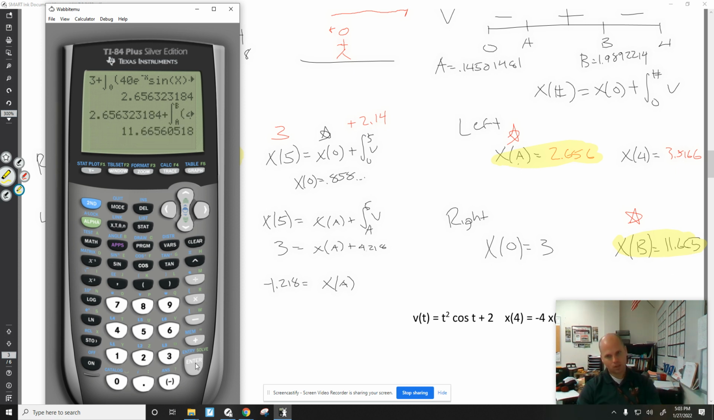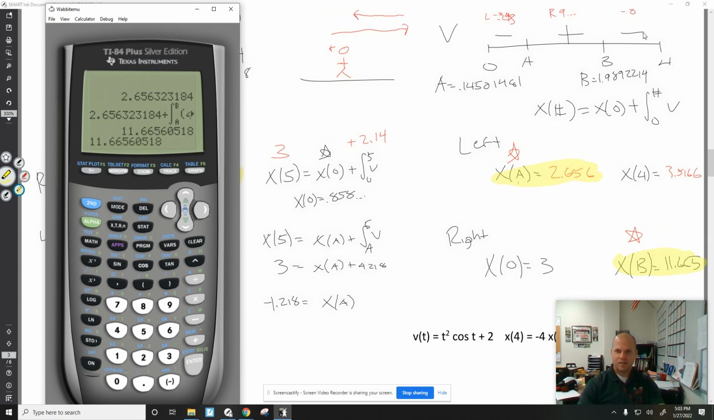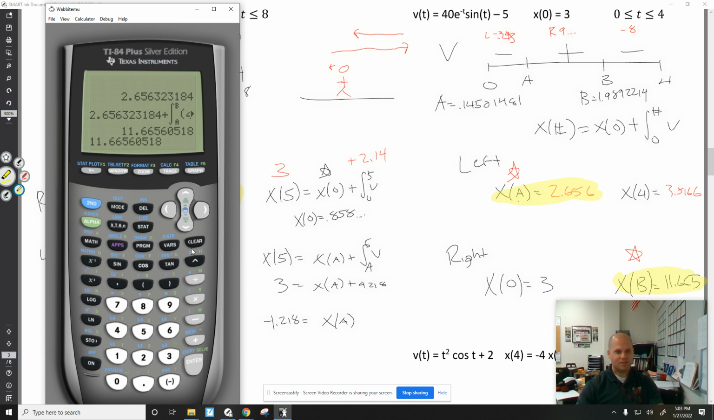Boom. Okay? Now let's find 4. Well, I know my position at B. Let's subtract the 8. Well, add this integral, but from B to 4, subtracting the 8. Boom. There's that 3.5166. Okay?